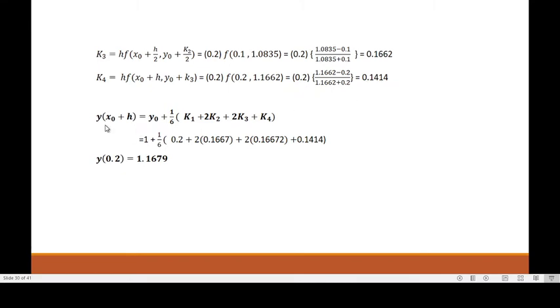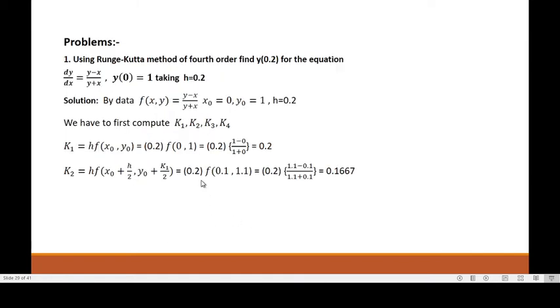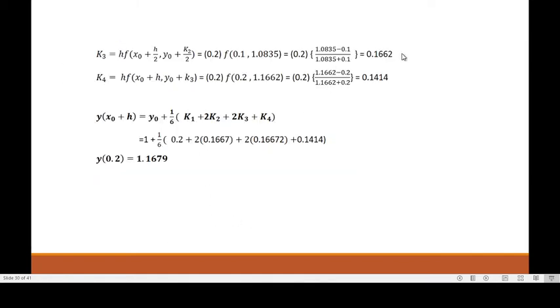So finally, the required y of x0 plus h or y of x1 is calculated by using the formula y0 plus 1 by 6 times k1 plus 2k2 plus 2k3 plus k4. So substitute k1, k2, k3, k4 here. You will get 1.1679. Okay.